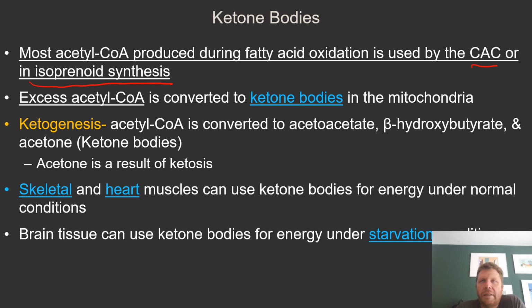Ketogenesis is a process in which acetyl-CoA is converted to acetoacetate, beta-hydroxybutyrate, and acetone. These are all examples of ketone bodies. Acetone is a result of ketosis. Now, skeletal and heart muscles can use ketone bodies for energy under normal conditions. Brain tissue cannot use those ketone bodies. However, under starved conditions, brain tissue can use ketone bodies for energy.